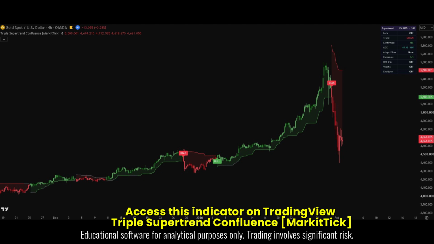Rather than reacting to a single trend flip, the system checks how many of these 3 lines agree on direction before treating a signal as valid, a structural approach to filtering out low-conviction trend changes.